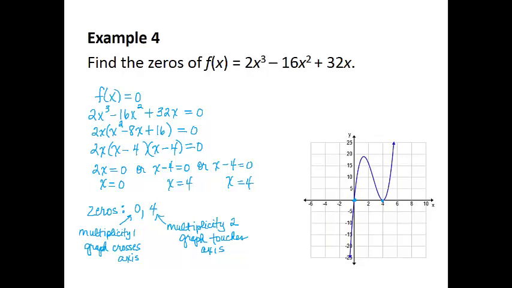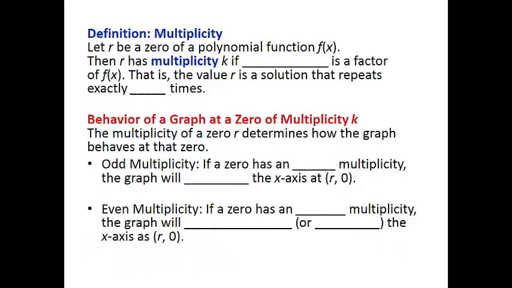And so this next page will kind of summarize those facts. If r is a zero of a polynomial function f of x, then r has multiplicity k if (x minus r) to the k is a factor of f of x. That is, the value r is a solution that repeats exactly k times.